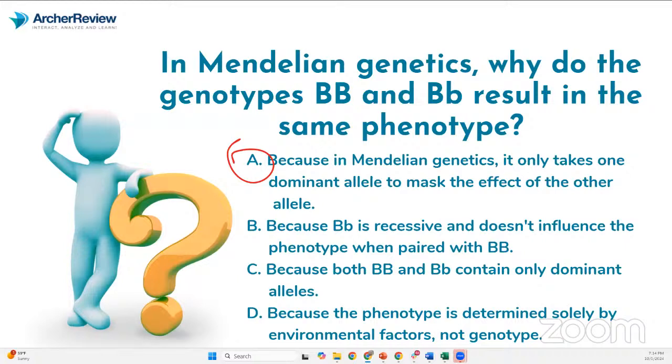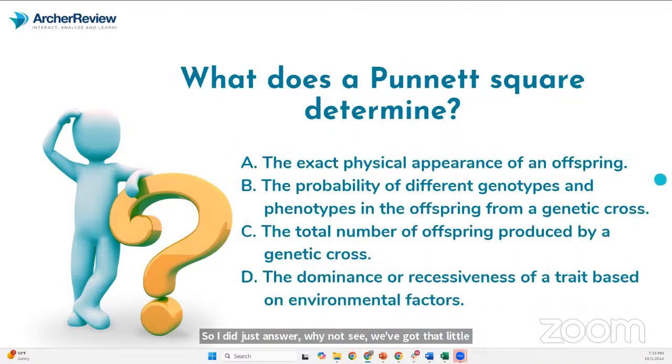Okay, for those of you that chose A, you are correct. Let's break down why the others are incorrect. So for B, big B, little b is not recessive. That's heterozygous. So that makes that incorrect right out of the gate. For C, it says because both big B, big B, and big B, little b contain only dominant alleles. That's not true. Big B, little b is not a dominant allele. Or D, environmental factors. No, that was just silly. That's not in there. So I did just answer why not C. We've got that little b in there. That little b messes that up and it makes that an incorrect answer.